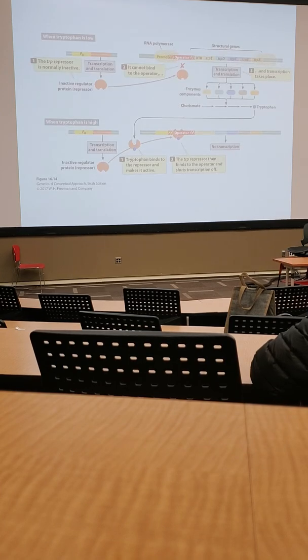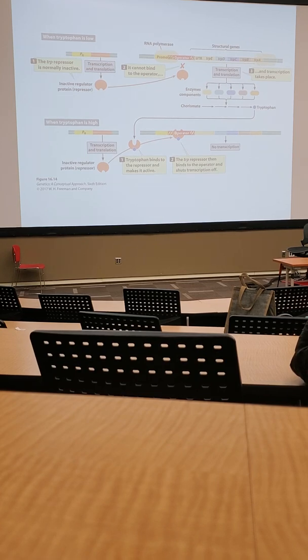So this is what the trp operon looks like. When tryptophan is low, you have an inactive regulator. So this is the other thing not to get caught up on, that binding becomes inactive, right? Whether a protein binds to a small molecule, it's not always going to make the protein active or inactive. It really depends on the context of that protein. So we have an inactive regulator that cannot bind to the operator.